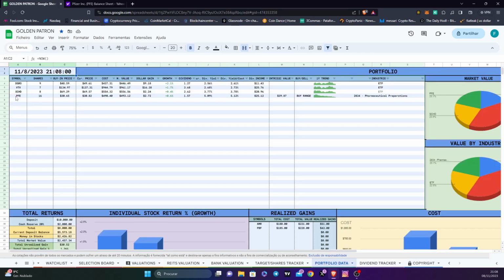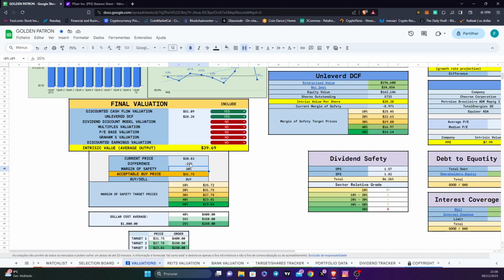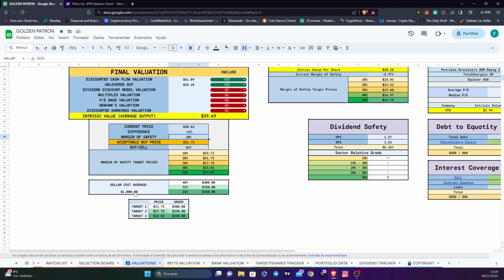As you can see right here, Pfizer. I didn't buy all the stake. I'm going to be showing right now what I did. So this is what I do, because I don't know if it's going to go down or not. I know this is the intrinsic value in the short term. It could go a little lower. So what I like to do is dollar cost average.